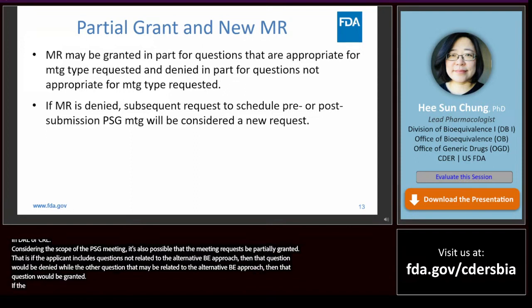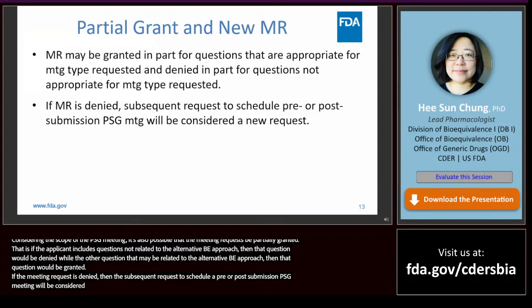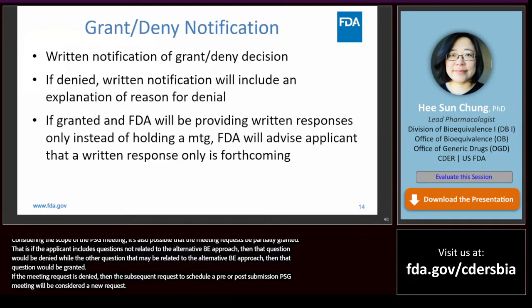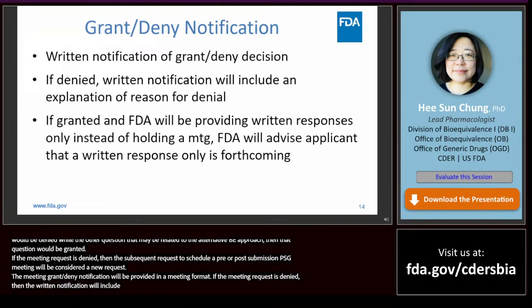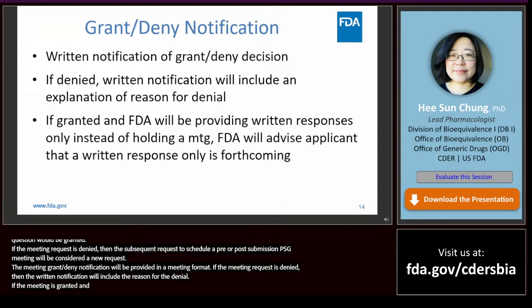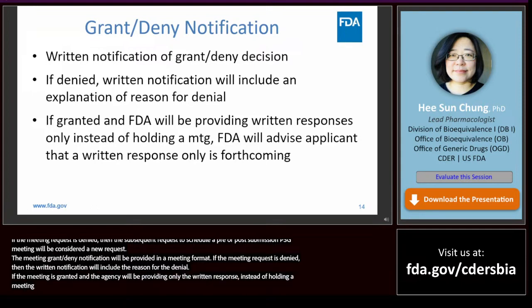If the meeting request is denied, then the subsequent request to schedule a pre- or post-submission PSG meeting will be considered a new request. The meeting grant or deny notification will be provided in a written format. If the meeting request is denied, then the written notification will include the reason for the denial. If the meeting is granted and the agency will be providing only the written response instead of holding a meeting, then we'll advise the applicant that a written response only is forthcoming.